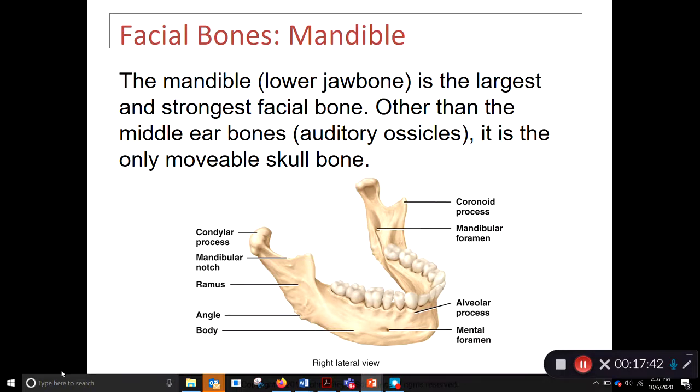Ramus is a really fancy way of saying arm. Those of you that speak some type of Latin-based language, Spanish is what I'm thinking of, but rama means branch or arm, depending on if you're talking about a business or something. But a ramus is like an arm. So you're talking about a branch or an arm here of this mandible. You got the angle as well as the mental foramen and the mental process.